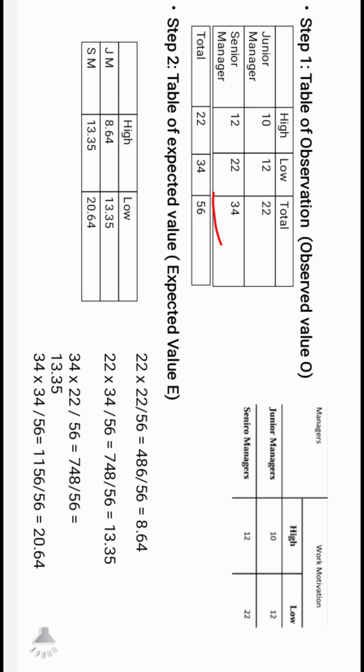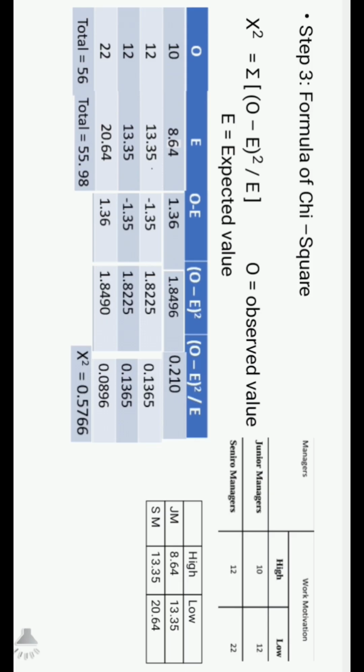The second value of the first column is calculated as 34 into 22 divided by 56, which is 13.35. The first value of the second column is calculated as 22 into 34 divided by 56, which is equal to 13.35. Similarly, the second value of the second column is calculated as 34 into 34 divided by 56, which is 20.64. Step 3 is the calculation of chi-square, which is equal to sigma (O minus E) square divided by E.